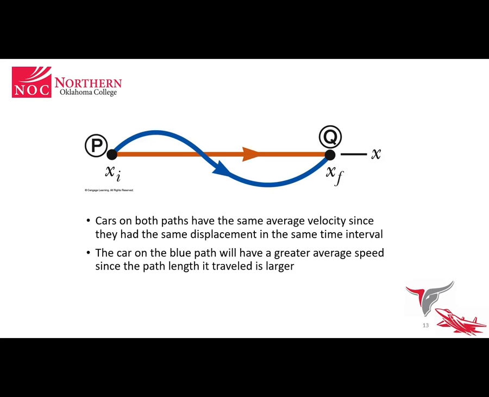We can look at both cars in this case. Both cars have the same start and stop, so they're going to have the same displacement, but one of them may have a greater average speed because it had a bigger distance traveled. So you have to be conscious of the fact that displacement and total distance traveled are different.